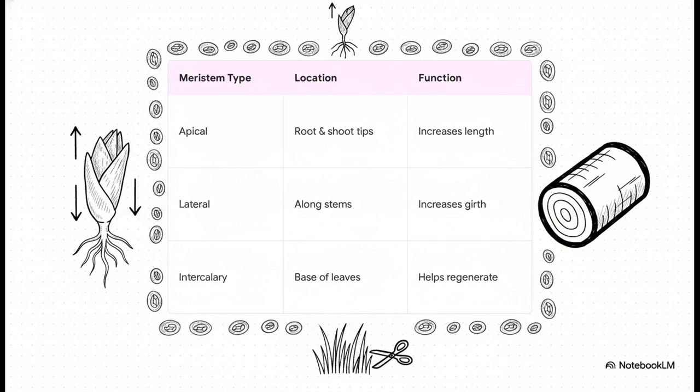First, apical meristems. These are located right at the growing tips of roots and stems, and their job is to increase the plant's length. Second, we have lateral meristems. These wrap around the circumference of stems and roots to increase the plant's girth or thickness over time. And finally, intercalary meristems. These are located at the base of leaves or internodes, and they allow plants, like grasses, to quickly regenerate after being cut.